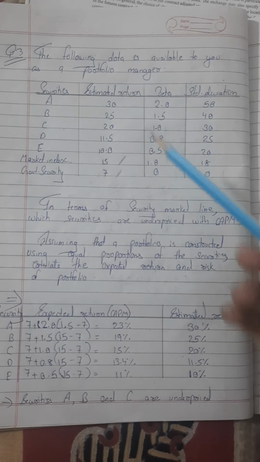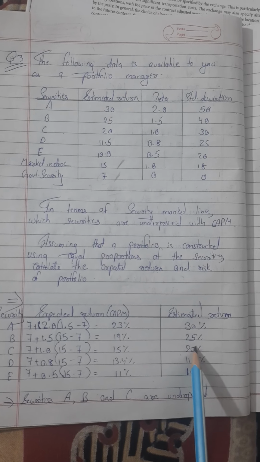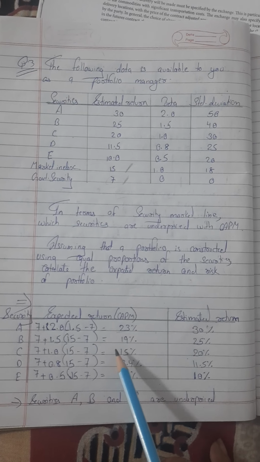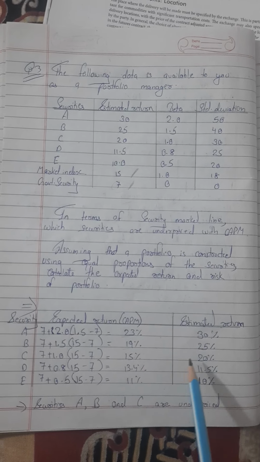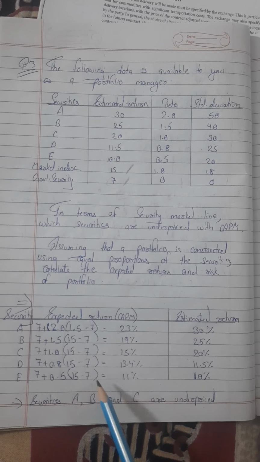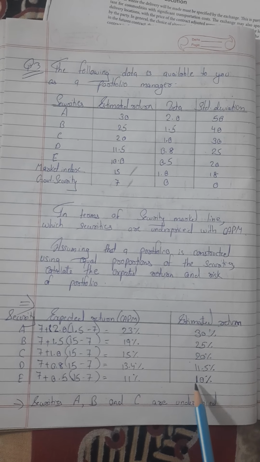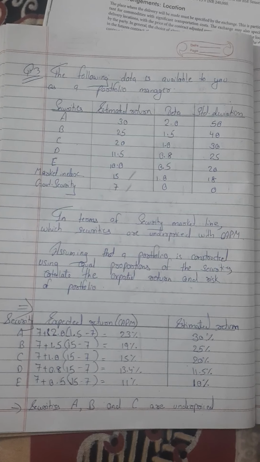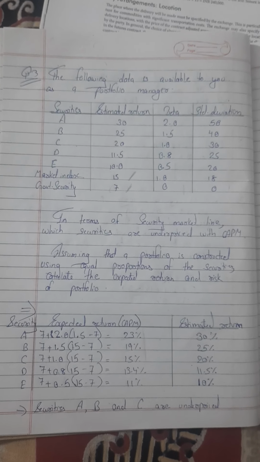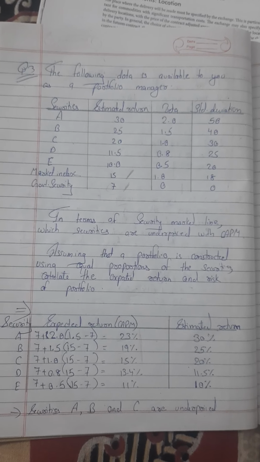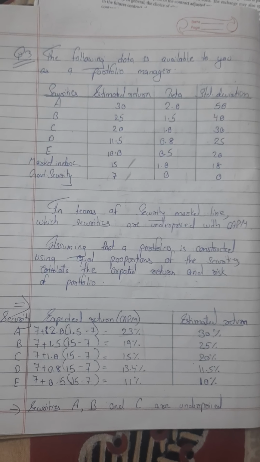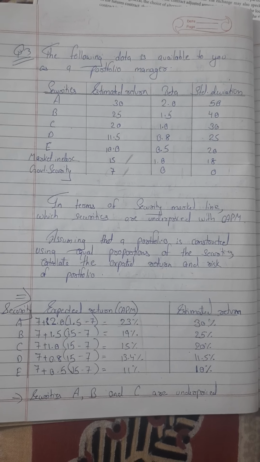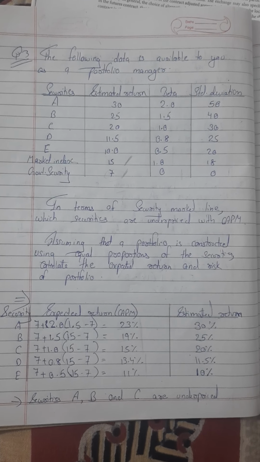And the estimated returns are given here. Comparing these values, what can we see? Here 23 is less than 30, 19 is less than 25 and 15 is less than 20. 13.4 is greater than 11 and 11 is greater than 10. Hence these three securities are underpriced, and whenever securities are underpriced, it is a potential buy option. We can buy these securities, and whenever securities are overvalued or overpriced, they are good sell options.